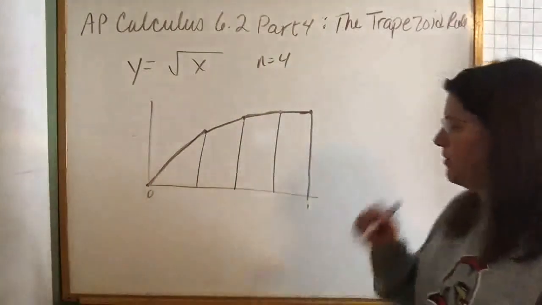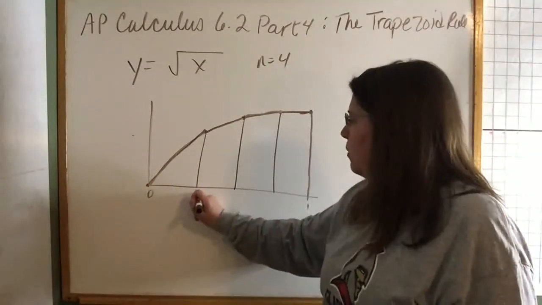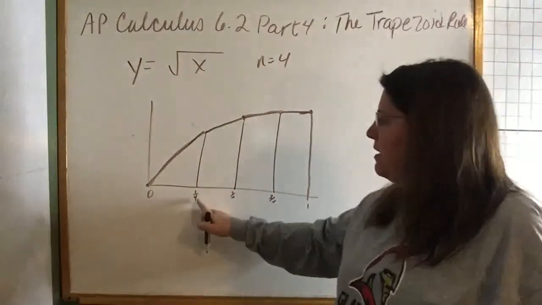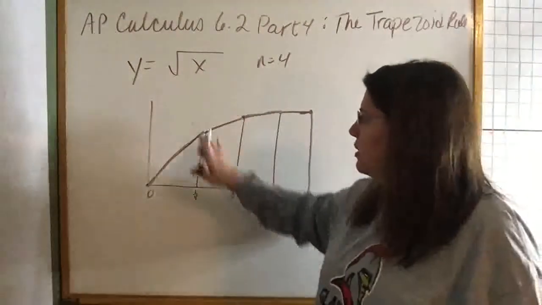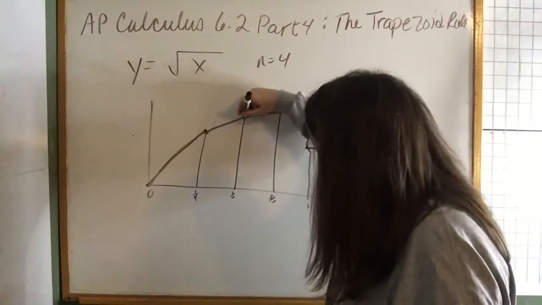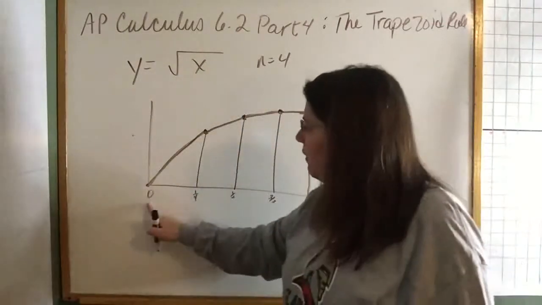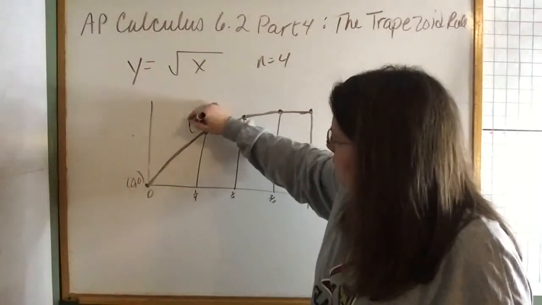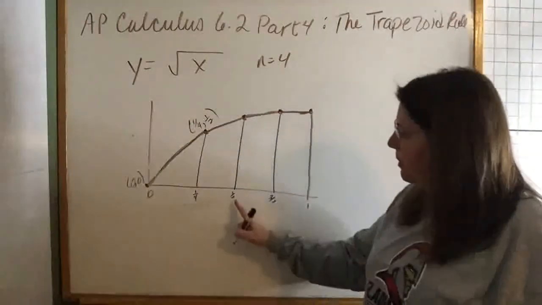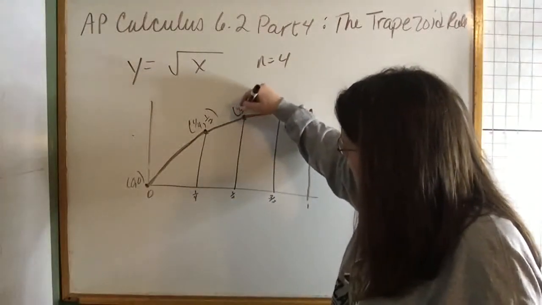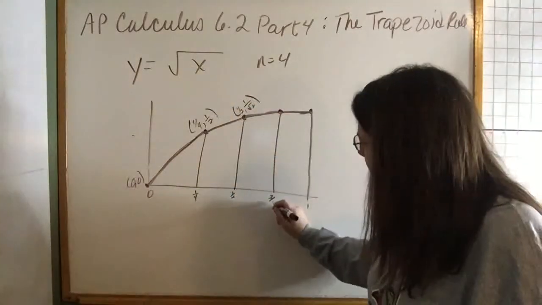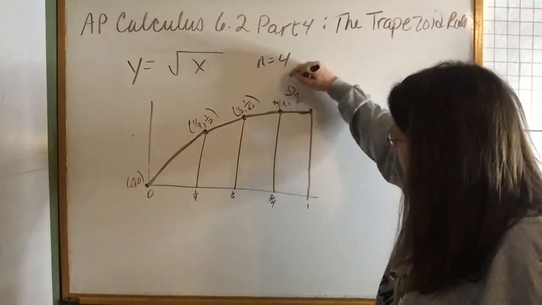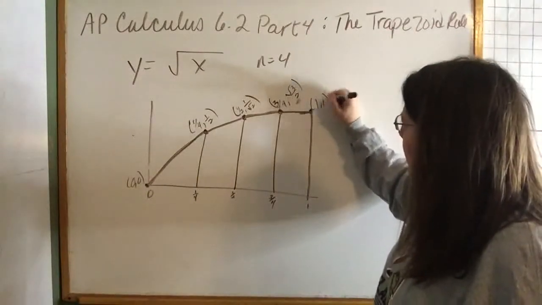So if we think about the trapezoid rule, if this goes from 0 to 1, this would be at 1/4, this would be at 1/2, this would be at 3/4. If we plug each of these x values into the equation, we would end up with ordered pairs actually on our function. So if I plug 0 in, this ordered pair is going to be (0, 0). If I plug 1/4 in, this ordered pair would be (1/4, 1/2). If I plug 1/2 in, this ordered pair would be (1/2, 1/√2). If I plug in 3/4, this would be the ordered pair (3/4, √3/2). If I plug in 1, this would be the ordered pair (1, 1).